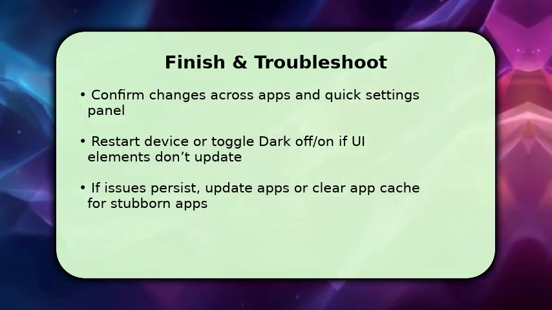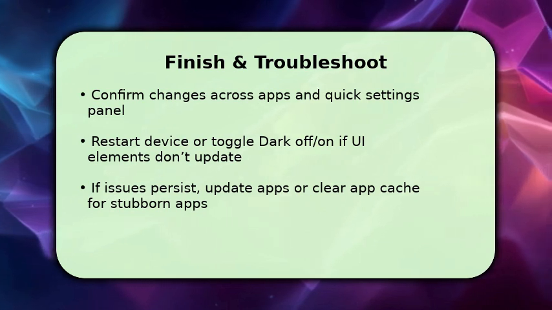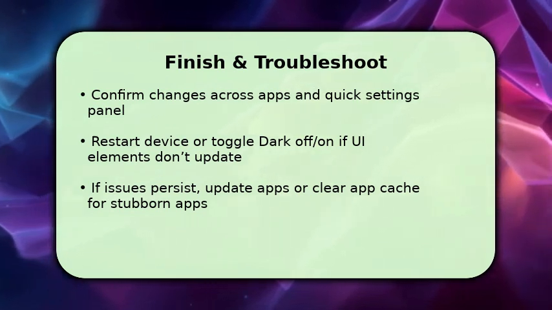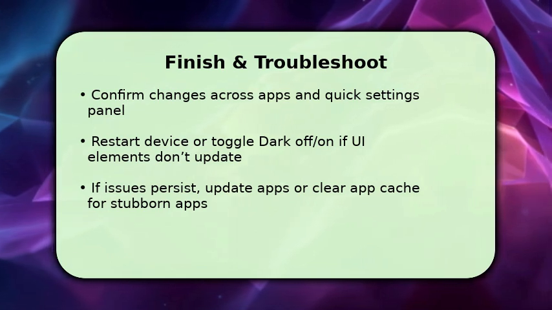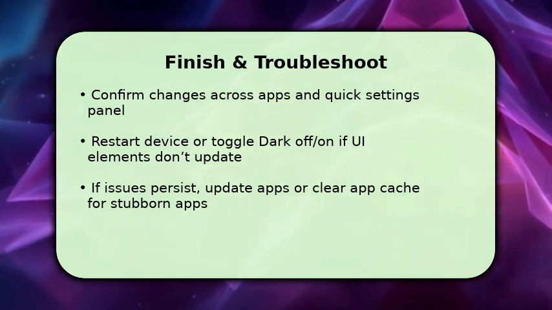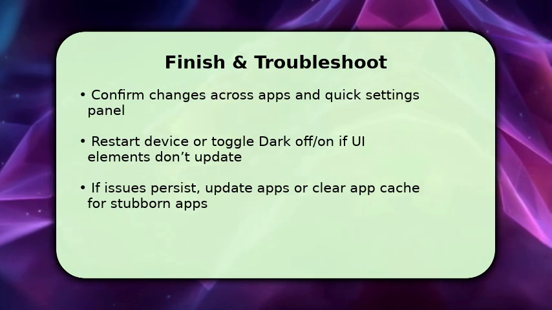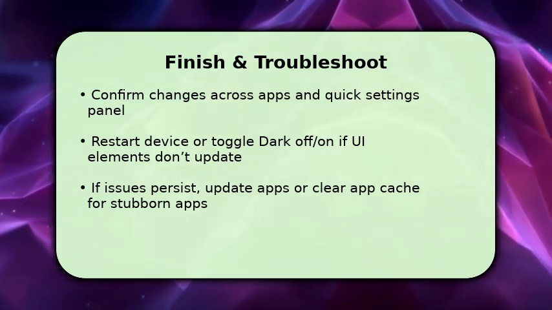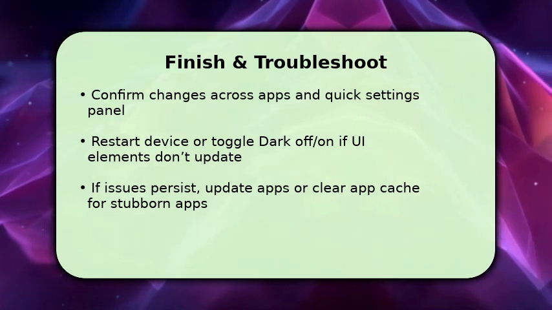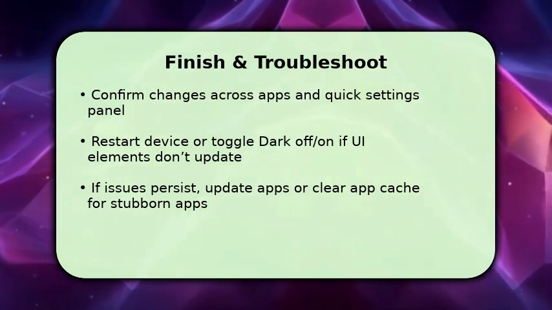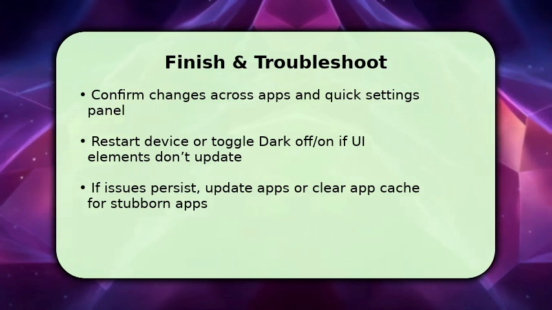If a particular app still shows light UI, restart the phone or toggle dark off and on to force a refresh. Make sure apps are updated. Some require app-level dark settings or an update to support system themes. If a single app refuses to switch, clear its cache or check its appearance setting. That troubleshooting step resolves most stubborn cases quickly.